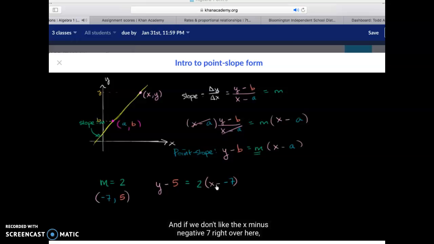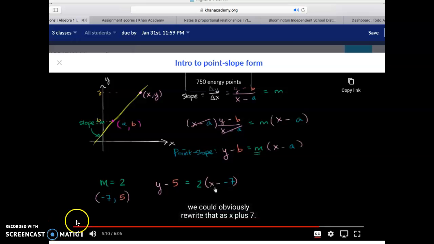And if we don't like the x minus -7, we can obviously rewrite that as x plus 7. And that's what I would do too. So we would not write this as x minus -7. We just write that as x plus 7.